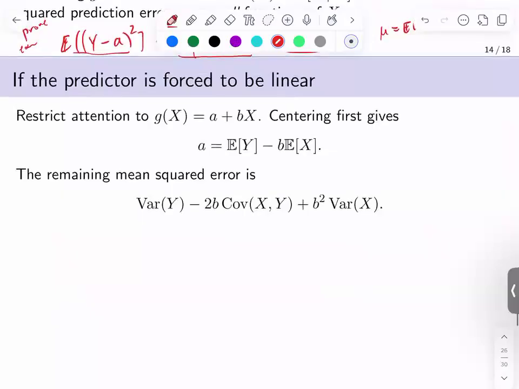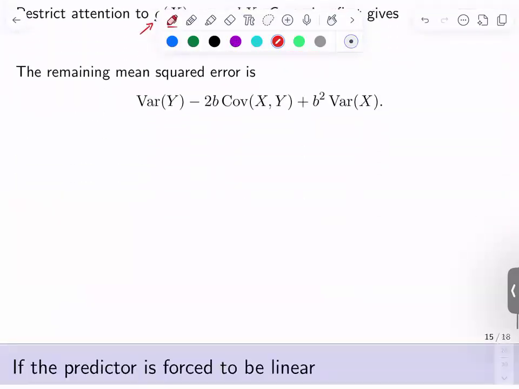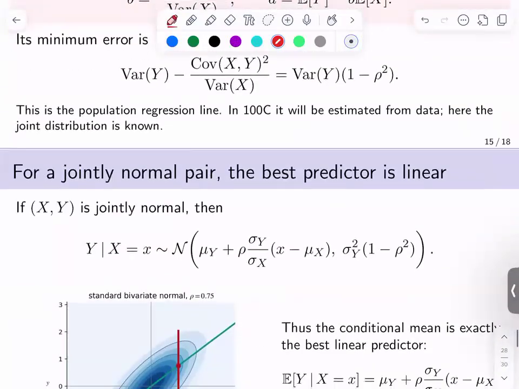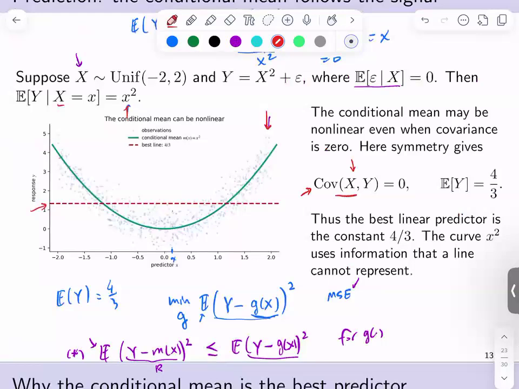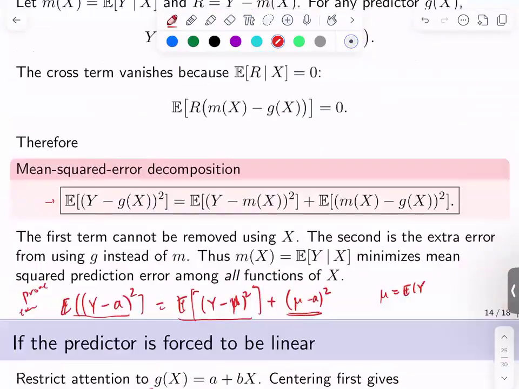If you force yourself to be linear, we could also find the best linear predictor. Maybe I'll talk about this later. The best linear predictor would be something else. Actually, in this case, the best linear predictor would be the constant predictor. So in this case, the best linear predictor and the best constant predictor are the same, and they're different from the best predictor given x. I'll come back to the best linear predictor.